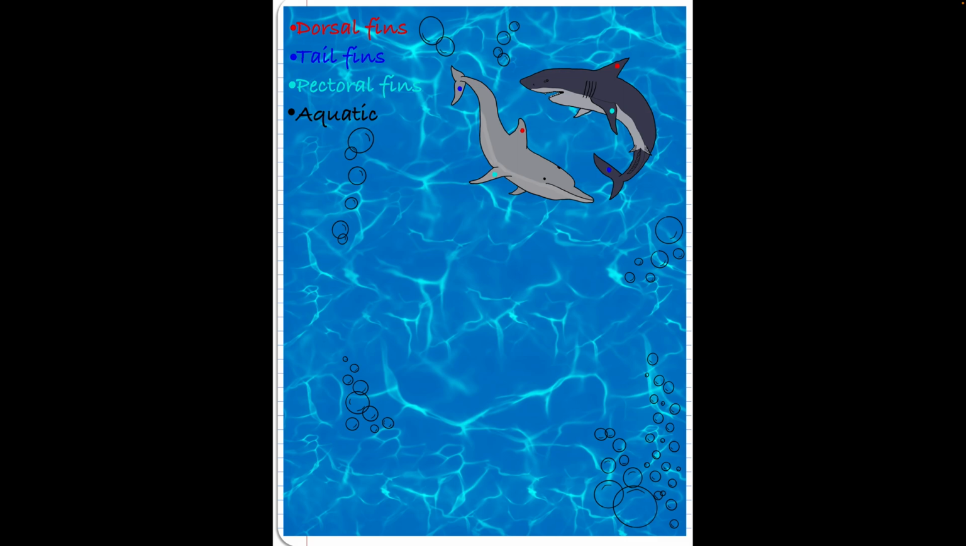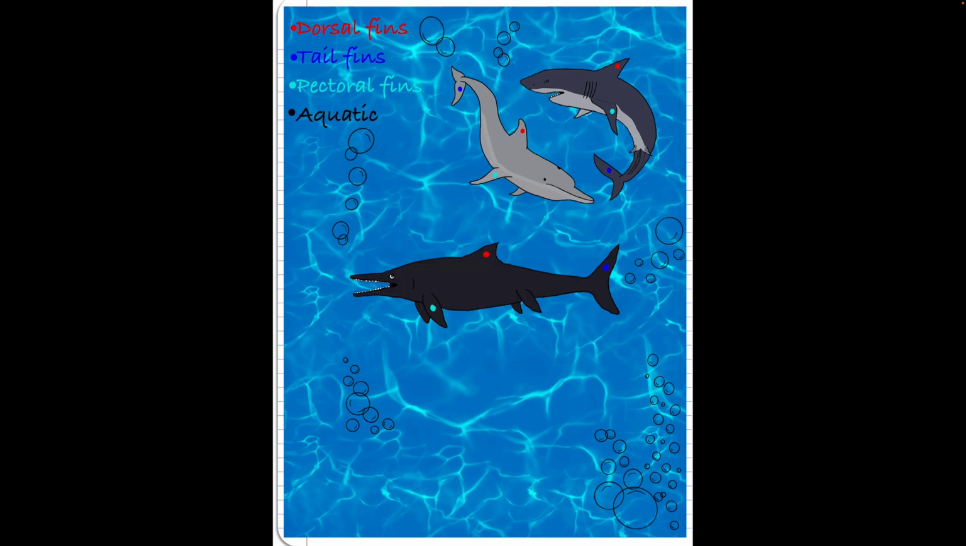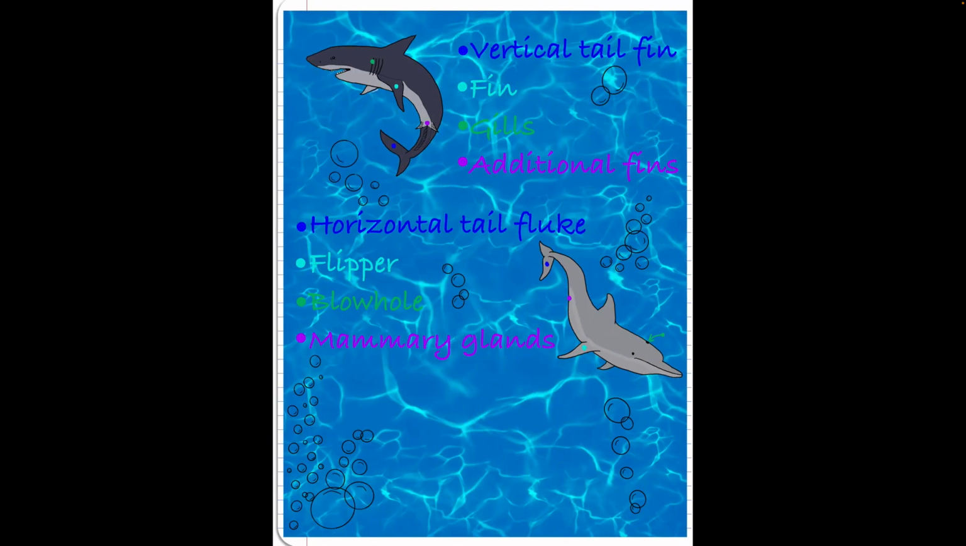At first glance, it's pretty obvious that these two organisms are closely related, right? They both have dorsal, tail, and pectoral fins, and they're both aquatic. What about this one? This is an extinct species called the ichthyosaur. It too has a lot of these same features, so it'd be safe to say that all three of these species are closely related, am I right? Let's take a little bit of a closer look before answering that.